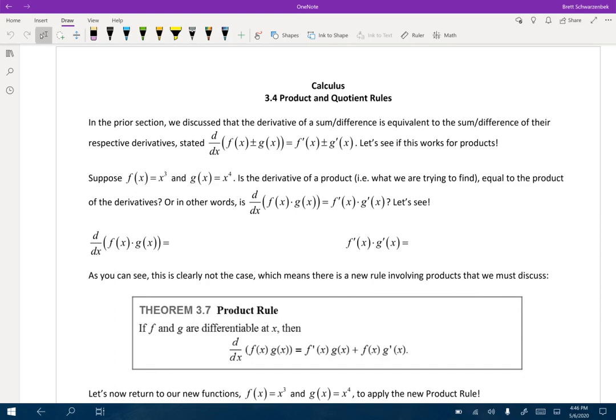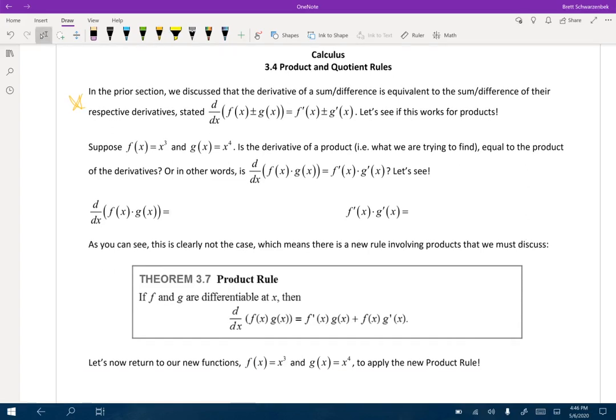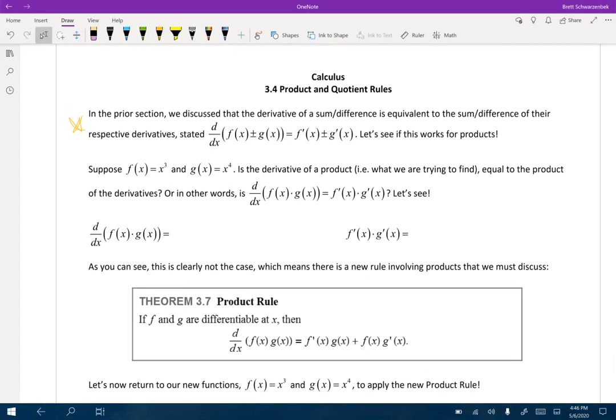Okay, so just as it says here, in the prior section, we discussed that the derivative of a sum or difference is equivalent to the sum or difference of the respective derivatives. For example, this. So if we have the sum of two functions, or the difference, we'll just do sum for now, then that's basically distributing the derivative to both, taking the derivative of them and just adding them together, or could be subtracting, okay?